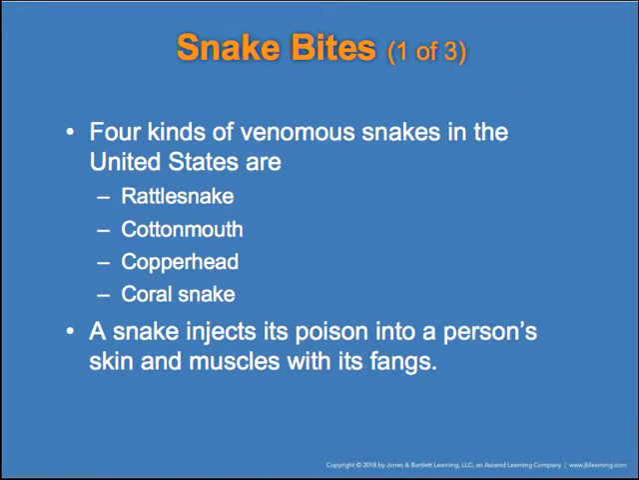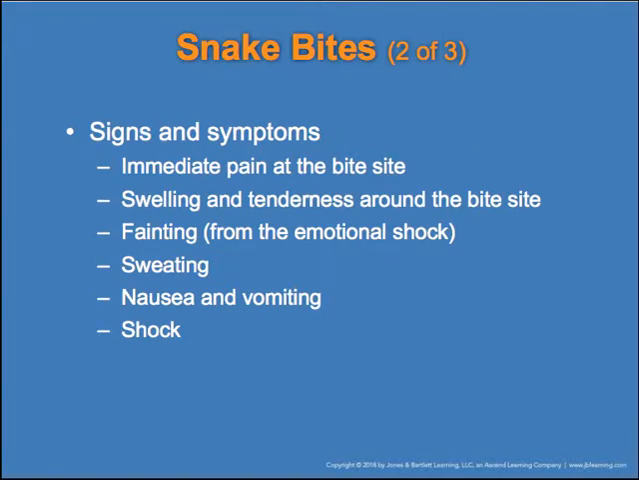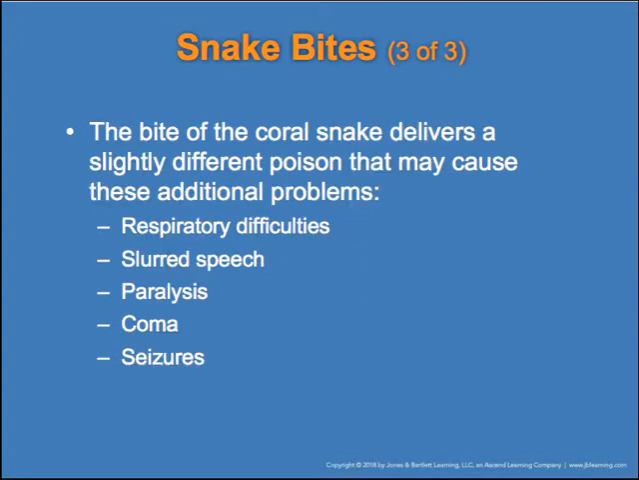There are 4 kinds of venomous snakes in the U.S. There's a couple of examples there. The snake injects the poison into a person's skin and muscle with its fangs. Signs and symptoms of a snake bite are uncommon, but it does happen: pain, swelling, fainting, sweating, nausea, vomiting, as well as shock.